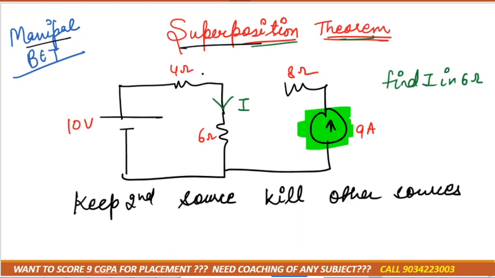Correct? So we'll keep this time a current source. This is the first source, this is the second source. So we'll keep this current source and remove the voltage source. As I told you, voltage source is just like your relative, so you will shut the door. Okay, so this time we'll mark it as I double dash. Got it? As you can see, direction of I dash and I double dash would always be the same.